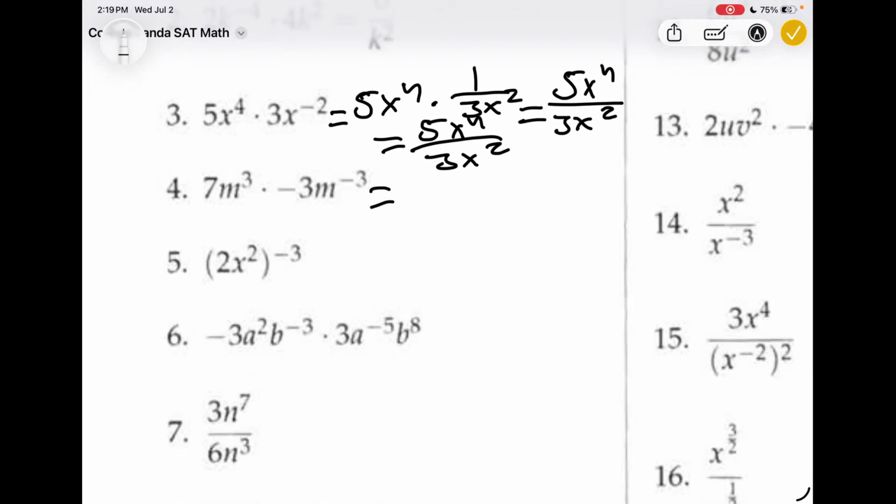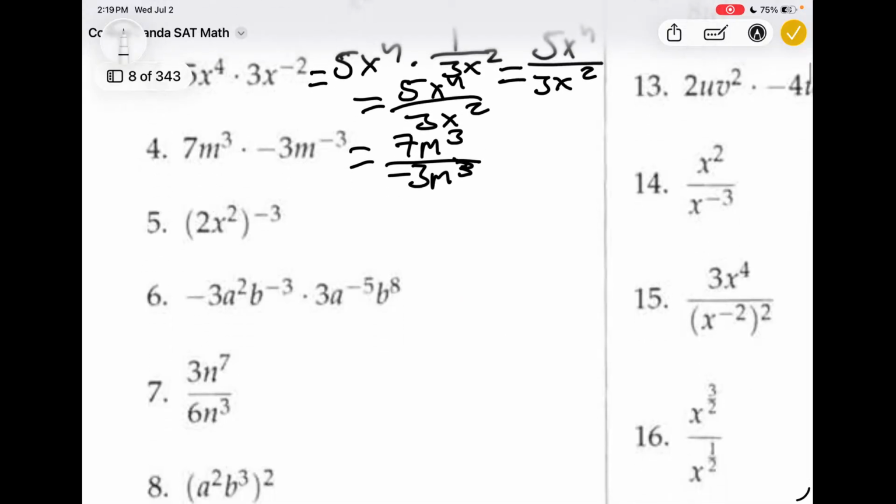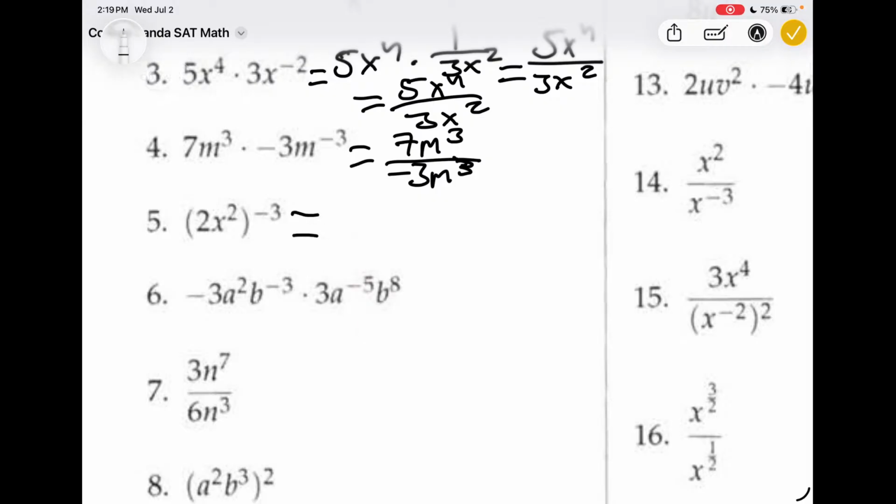Next we got 7m to the third times negative 3m to the negative third. So again, I guess this would be 7m to the third over negative 3m to the third. Yeah. So that's my thinking, guys. I think that's how they want us to write these answers here. So now if we multiply this, it becomes 2x to the negative 6th, which is equal to 1/2x to the 6th.